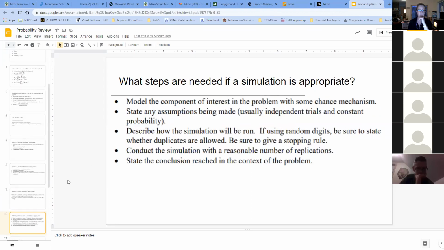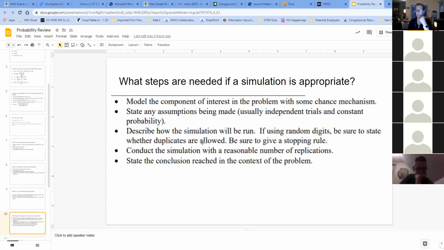All right. Sometimes we can solve a problem with simulation, but there are some important things that you have to remember with simulation. Model the component of interest in the problem with some chance mechanism, like rolling a die or a spinner or using a random digit table. State any assumptions being made, usually independent trials and constant probabilities. Describe how the simulation will run. So you have to actually write out the description.